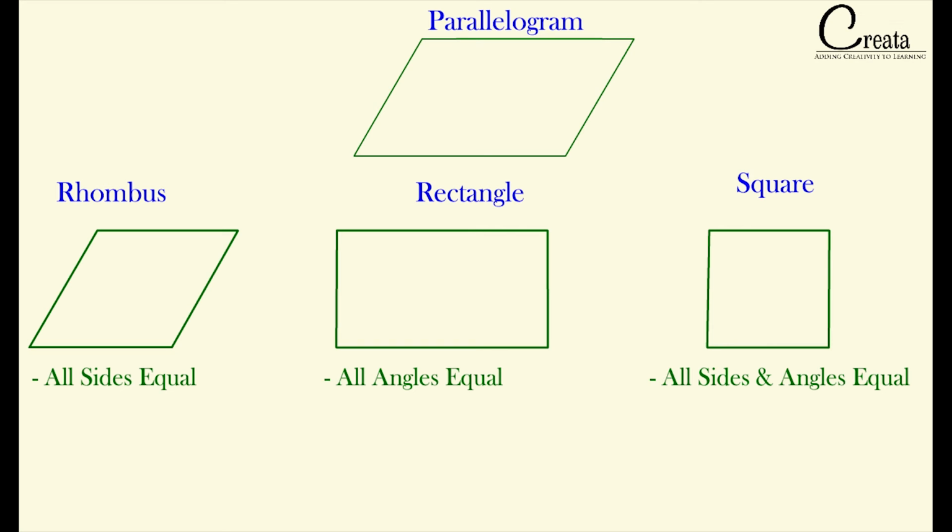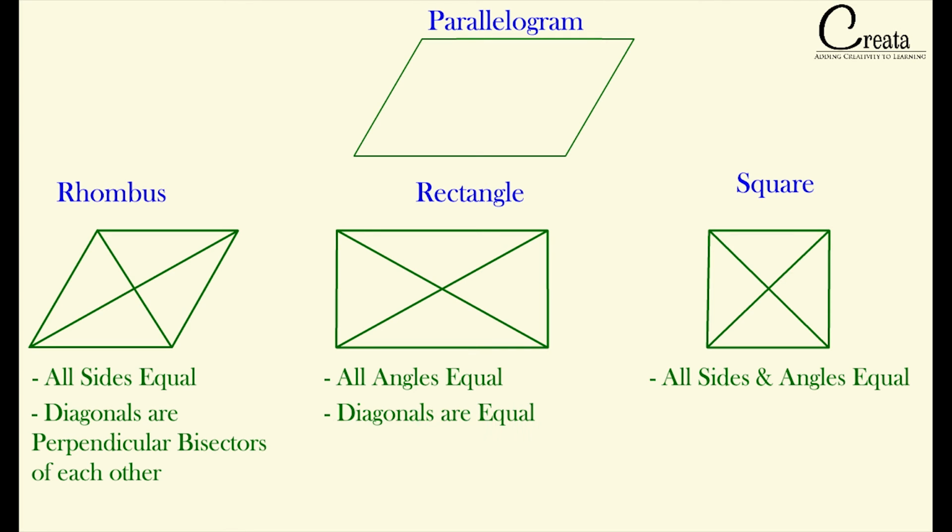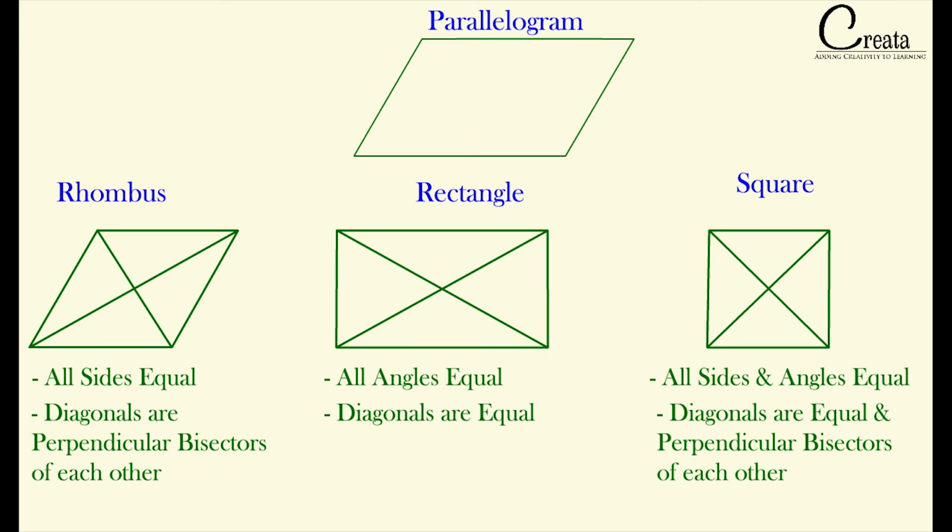Further, all these three are parallelograms, so we can say all have diagonals that bisect each other. That is the property of a parallelogram. In a rhombus, the diagonals are perpendicular bisectors of each other. This is the additional feature. And a rectangle has equal diagonals. And the diagonals of a square are equal as well as perpendicular bisectors of each other.